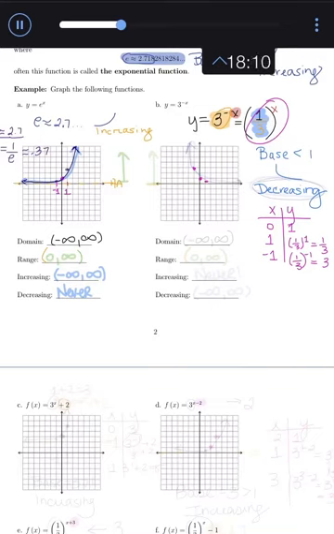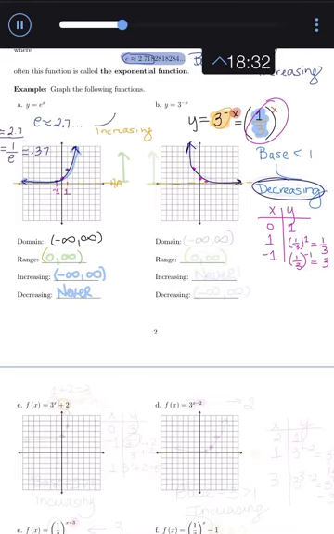Now, just as always, we have that horizontal asymptote at 0. And then I can fill in my graph, which we said was decreasing because the base is less than 1, and our points match up with that. So it's not perfect, but there it is. Let's look at our graph.